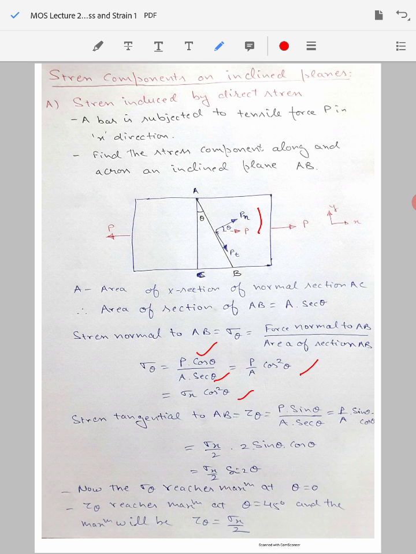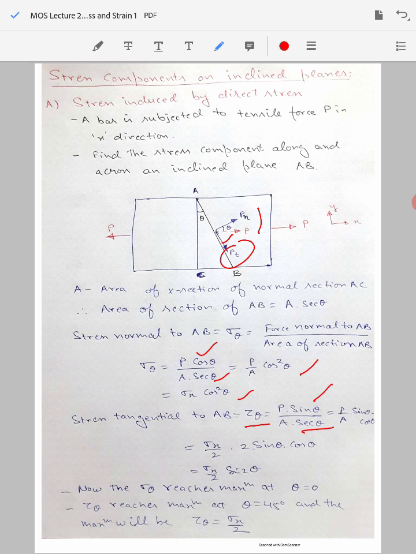Now comes the case of stress tangential to AB. The tangential stresses are the shear stresses, so I represent it by the symbol tau theta, the shear stress acting at angle theta. So that will be equal to the force parallel to AB, that is PT. So what will be the value of force PT? It will be the sine component of the load P, so that is P sine theta. So P sine theta will be the force parallel to AB, that is PT, and the area of cross section of AB will be A sec theta.